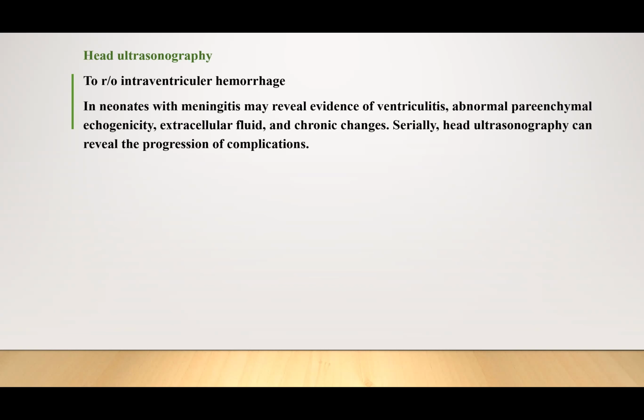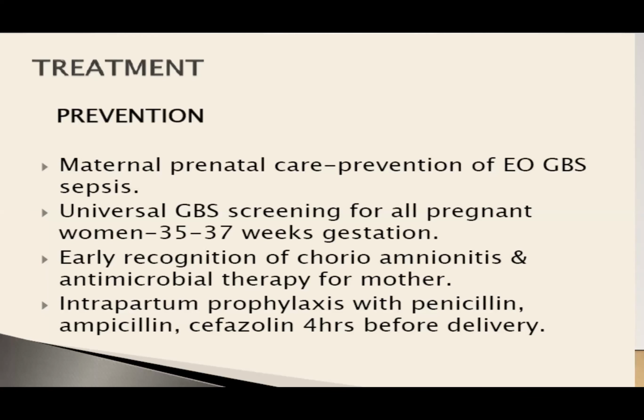Before delivery, some of them do it at 28 weeks and repeat it at 34 weeks. If the mother is a carrier, we must take care about that. So there is universal GBS screening for all pregnant women. This is the second one. If the patient has symptoms before that, we can do it. Early recognition of chorioamnionitis and antimicrobial therapy for the mother will prevent infection to the baby. Sometimes we give a prophylactic antibiotic like penicillin, ampicillin or cefazolin 4 to 6 hours before delivery.